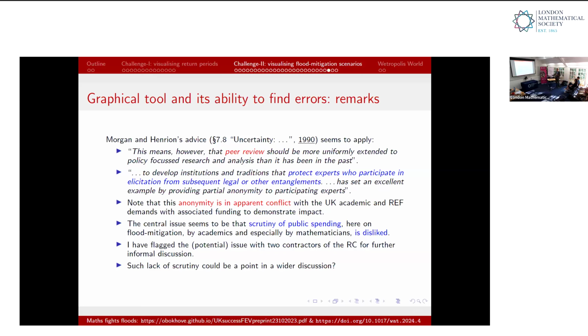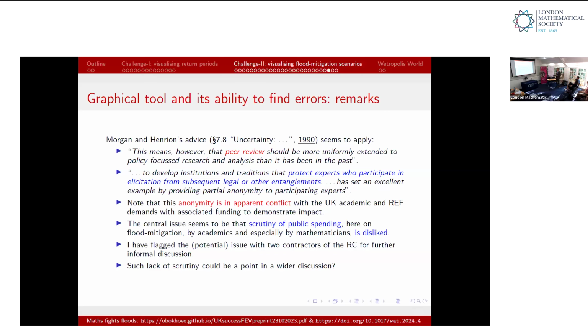Then they said there should be institutions and traditions that protect experts who participate in elicitation. Mine wasn't a non-requested one, but nonetheless, from entanglements. And then somebody gave an excellent example: partial anonymity. But I don't like partial anonymity because our institutions ask for references and impact, right? And my co-authors wouldn't have worked with me. I said, well, my name goes off and I take a fake name, right? So there's a bit of stress there.